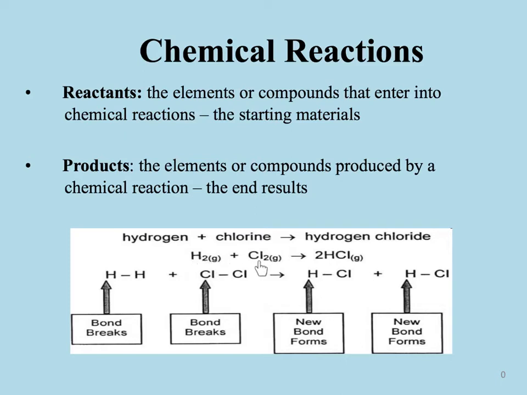Again, reactants, everything here to the left of the arrow are called reactants. Those are the items that are going to enter into the chemical reaction. Everything to the right of the arrow are called products.